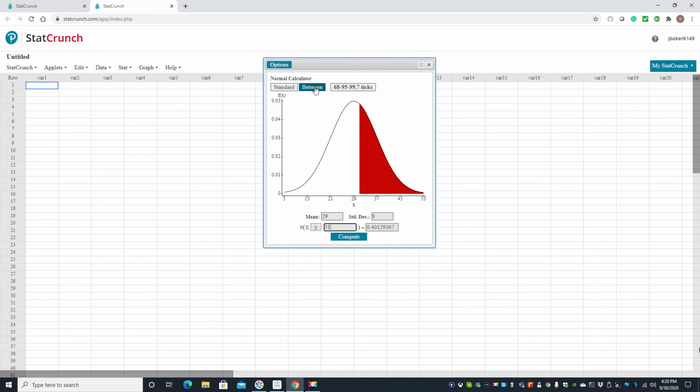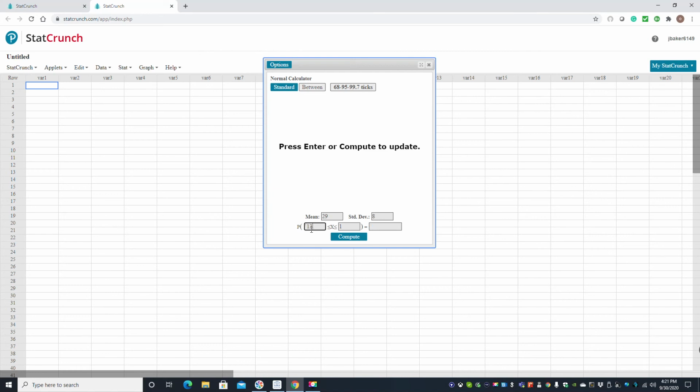Well, you've got to click this button that says between. And then you're going to have to put both of them in. 13 and 29.